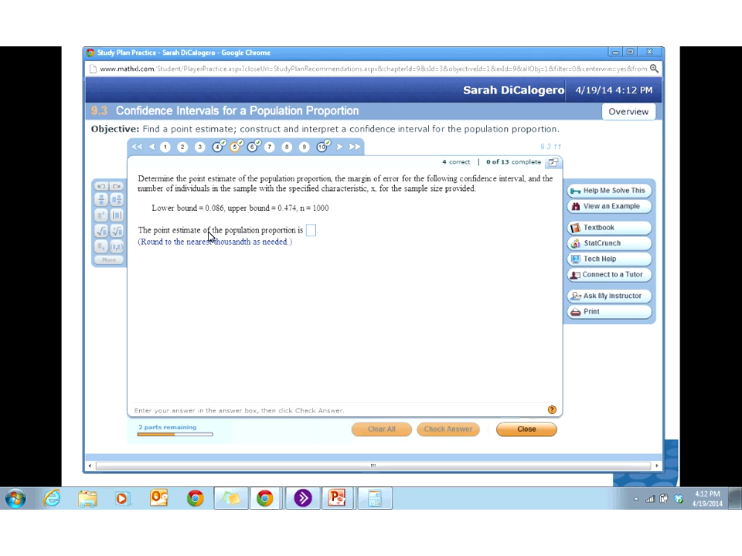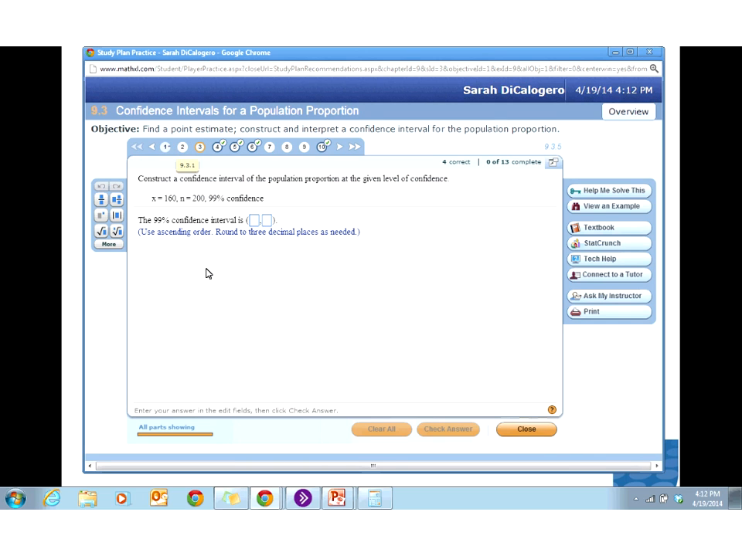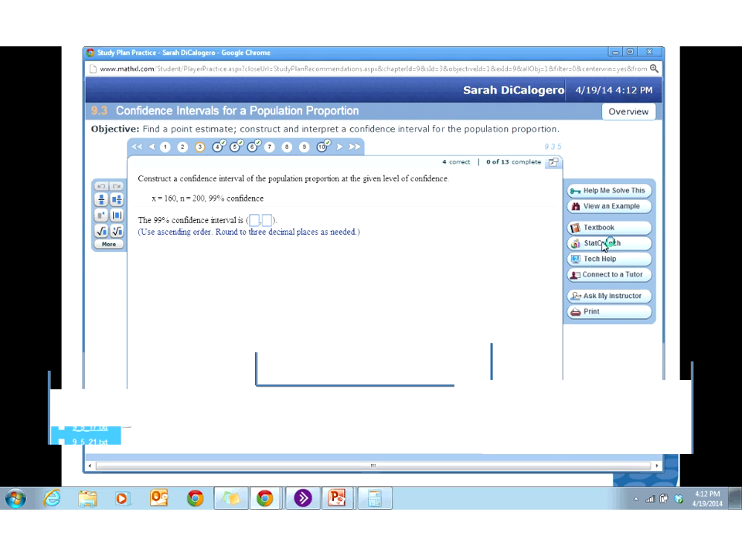Practice 5. Okay, lower bound, something I wanted to do first. I think this one was, but it wouldn't load. Okay, real simple. Construct a confidence interval of the population proportion at the given level of confidence. X is 160, N is 200, and we have 99% level of confidence.